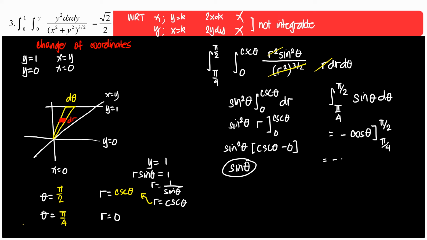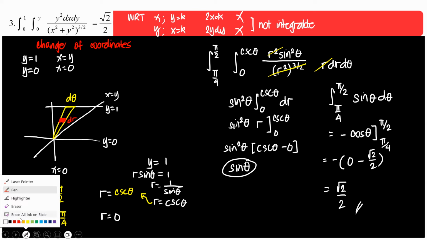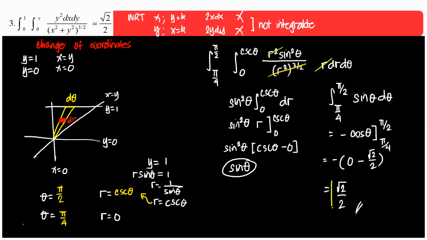Let's bring out the negative sign. Cosine of pi over 2 is 0. Cosine of pi over 4 is square root of 2 over 2. So minus and negative, this one just gives us square root of 2 over 2, positive. So that's the final answer that we have here. We end the lesson with this.